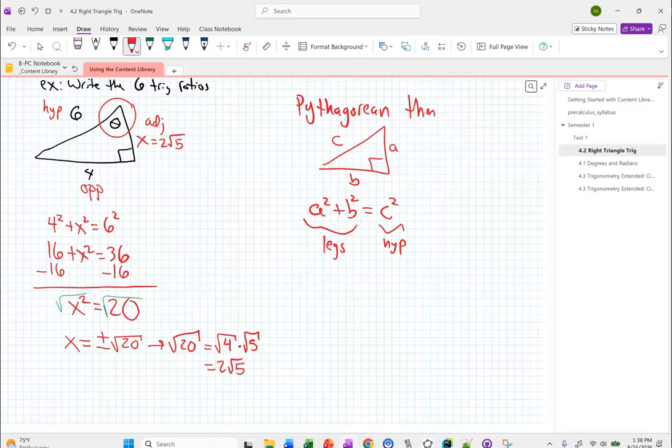Now it's time to start answering the question, right? So sine theta is opposite 4 over hypotenuse 6. What do I have to make sure I do here? Yeah, let's reduce that fraction. Everybody feel okay?